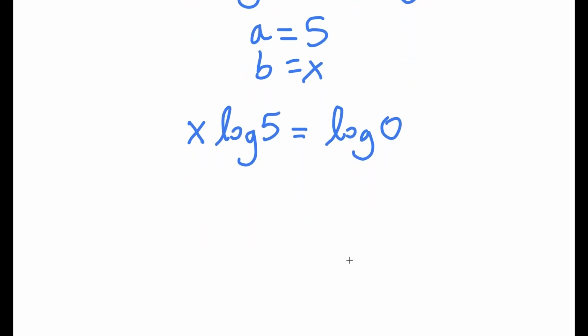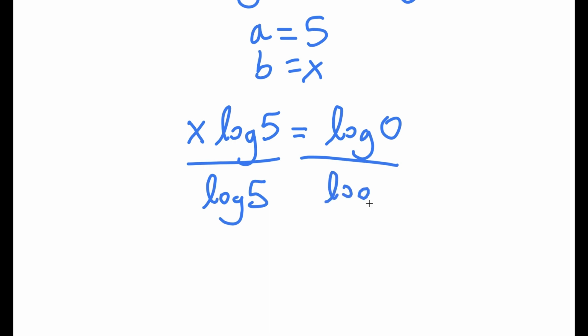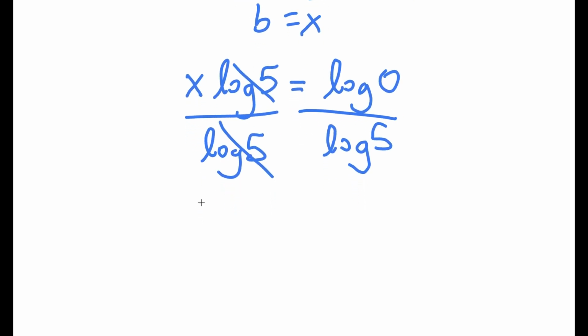Now, from here, I'm going to simply divide both sides by log 5 because we want to find the value of x, so we're going to have to isolate it. So then these two cancel out. And I am left with x is equal to log 0 over log 5.